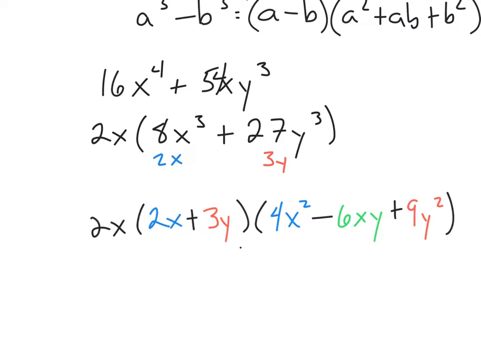So I'm looking at 8x cubed and asking myself, is 8 a perfect cube? Is there one number that I can multiply times itself 3 times? And the answer is yes. 2 times 2 times 2 will give me 8. And then same thing for 27. Is there a number that I can multiply times itself 3 times to get 27? And the answer is yes, 3. 3 times 3 times 3 will give me 27. Does that make sense?